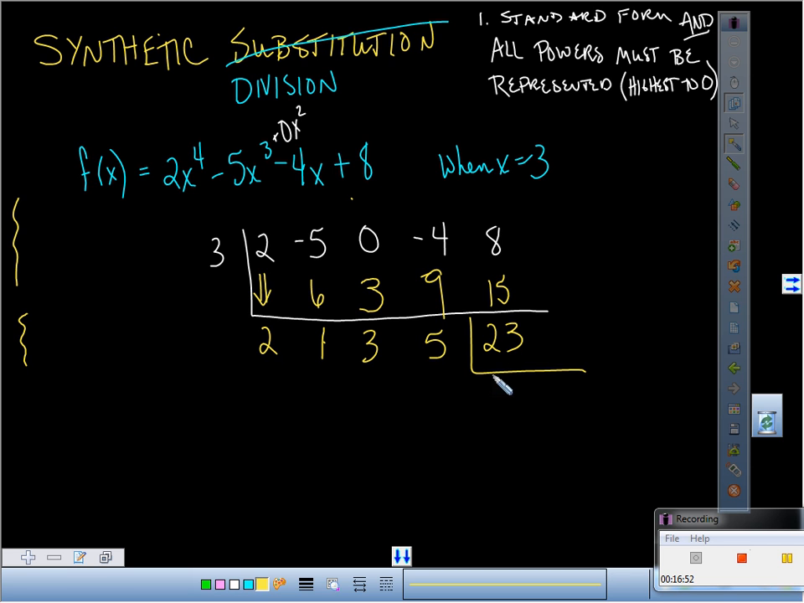That's pretty cool, isn't it? Did you have any big, huge numbers? No. It can be really fast, very, very fast, because you're not dealing with a whole bunch of big numbers. This is a big thing, guys: you have to remember to insert zeros if you have a power that's missing. If you don't insert that 0, you will not get the correct answer. We had to have that 0 to get the correct answer.